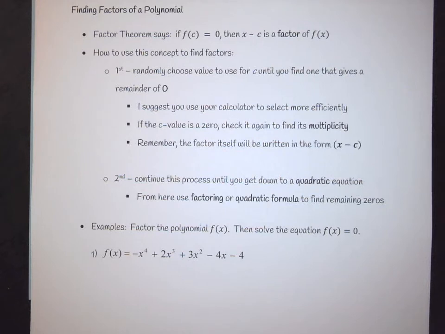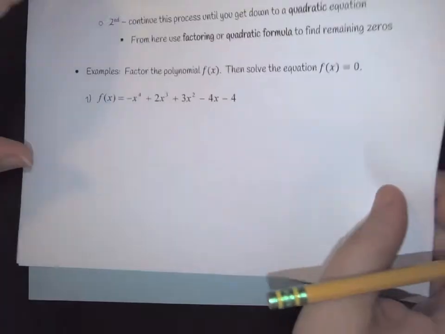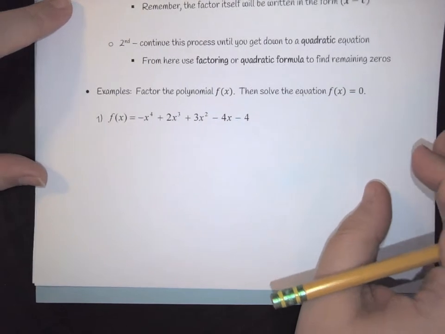Okay? The biggest thing you want to do, though, is once you find one value is actually a zero, you need to test it again. Some zeros are going to occur more than once, and so you need to know if that happens. So let's go ahead and look at this example.